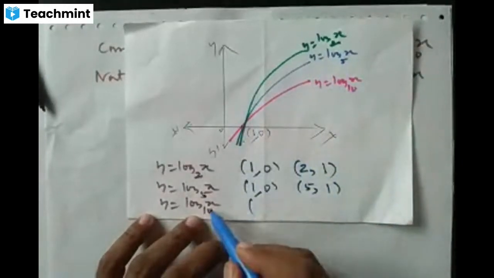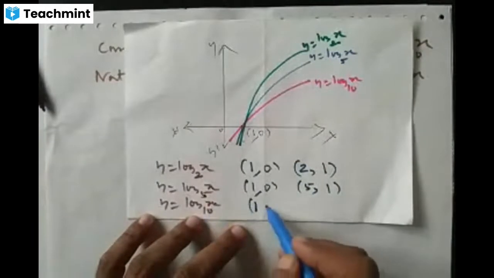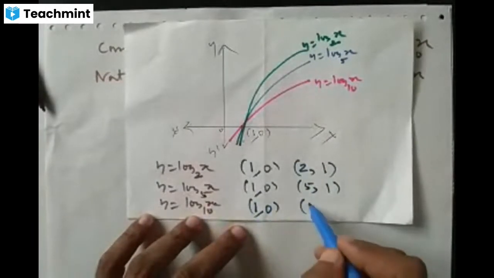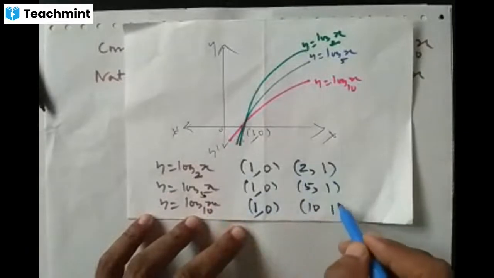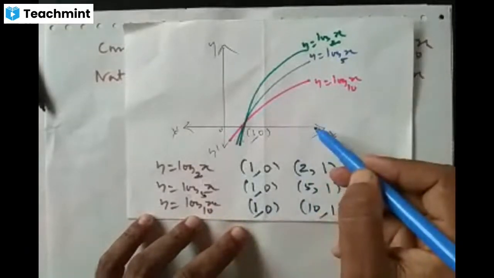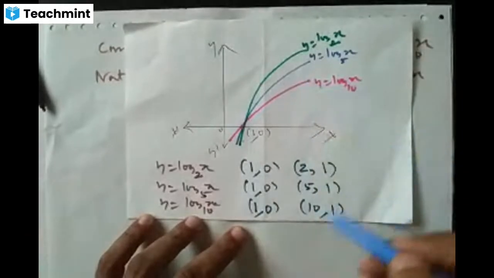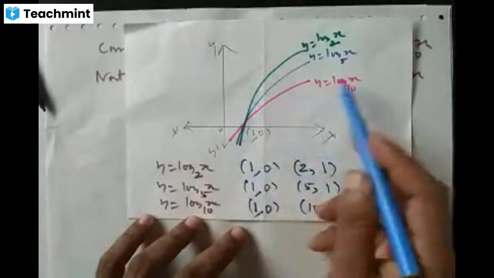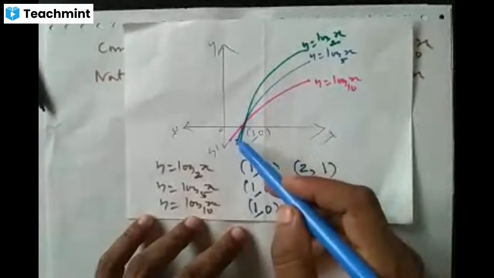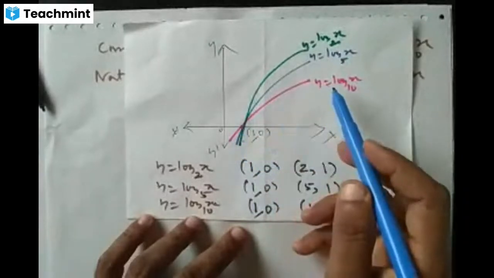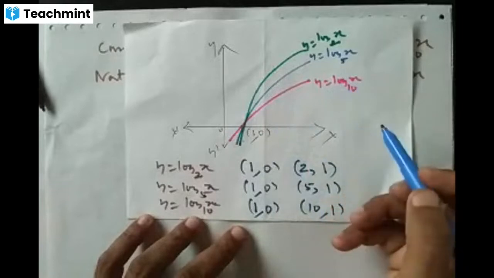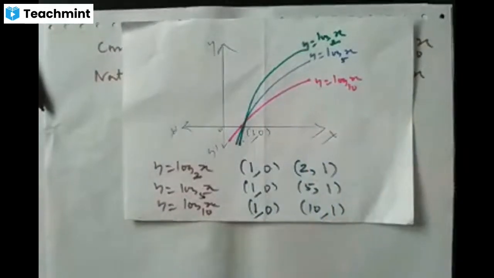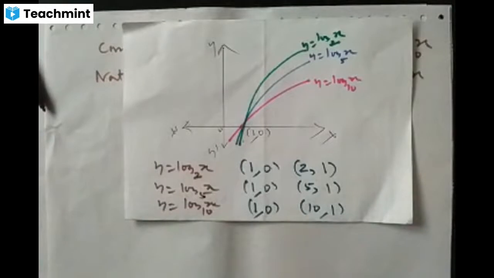Similarly, put x is 1, log 1 to the base 10 is 0. I got 1 point. Next, put x is 10, log 10 to the base 10 is 1, correct? So, when x is 10, y is 1. Okay. So, you can draw the graph of log x to the base 10. So, the pink color curve is the graph of the function log x to the base 10. Okay. So, from these 3 curves, what can we observe?